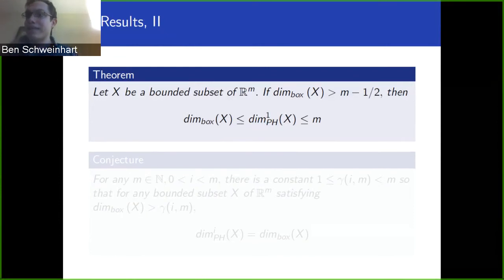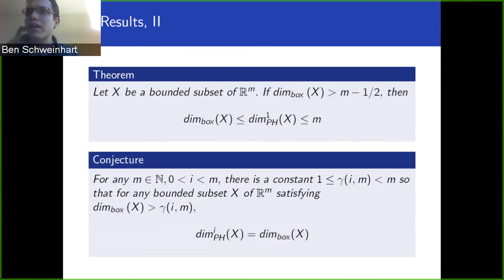Okay, and I just wanted to state a conjecture. More generally, we conjecture that if we look at a subset of R^m and I is between 0 and m, there is some constant gamma of I and m, so that any bounded subset of R^m whose box dimension exceeds this gamma satisfies that the persistent homology dimension equals the box dimension. So the main result we've proven is for the case I equals 1 and m equals 2. I also have some other results on bounds for this, which we'll talk about later in the paper, where we don't get a direct comparison between the box dimension and the persistent homology dimension. Instead, we have a comparison between multiples of them.